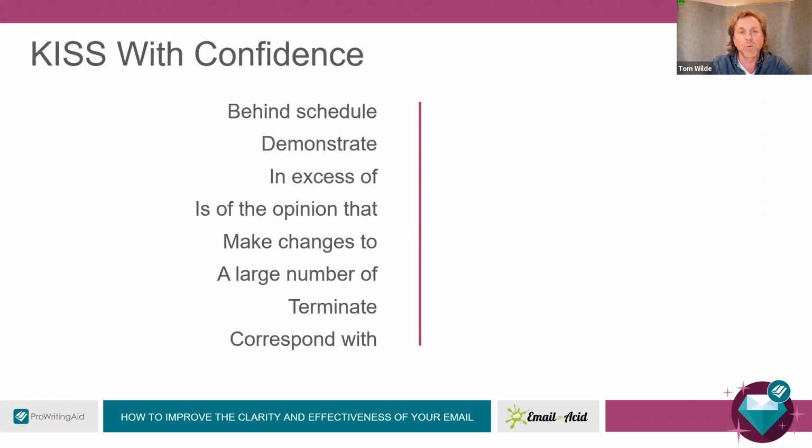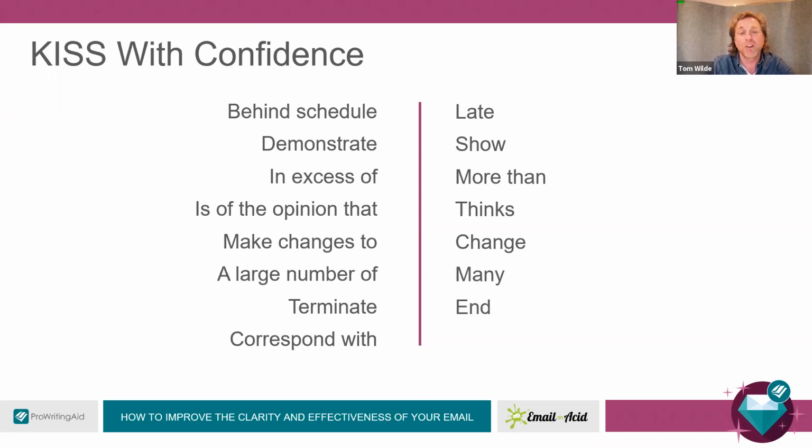So, for example, don't say "behind schedule." Actually, just tell them what you mean. It's late. The reader will thank you for it. "Demonstrate", show. "In excess of", it's more than. "Is of the opinion that", thinks. "Make changes to", change. "A large number of", many. "Terminate", and you get the idea, right? "Correspond with", talk to. So just be confident in using the short form. Again, the reader will thank you for it.